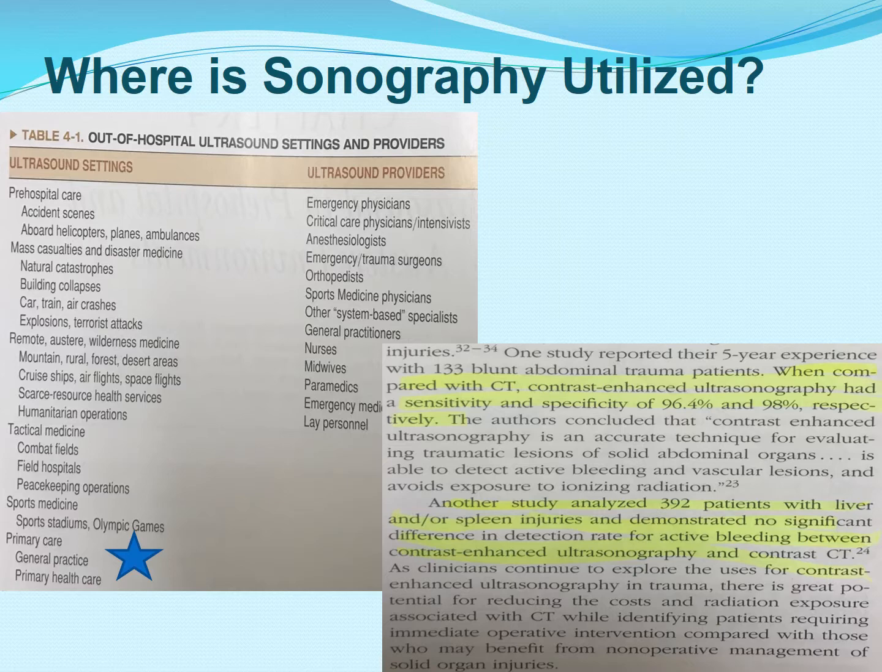Another study analyzed 392 patients with liver and spleen injuries and demonstrated no significant difference in bleeding detection between contrast ultrasonography and non-contrast CT. This shows that ultrasonography provides an appropriate assessment and diagnostic tool for your patients regarding abdominal injuries.